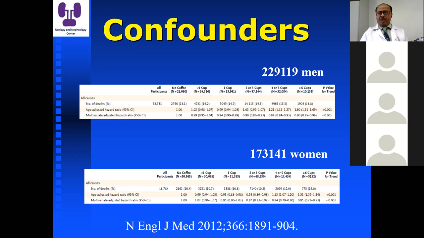This is why, before running any randomized controlled study, we should calculate the number of patients that should be included in the study. Okay? So if we have a large number of patients included in a randomized controlled study, this is one of the best ways to avoid confounders. Why? Because confounders in this large randomized controlled study will be equally distributed.